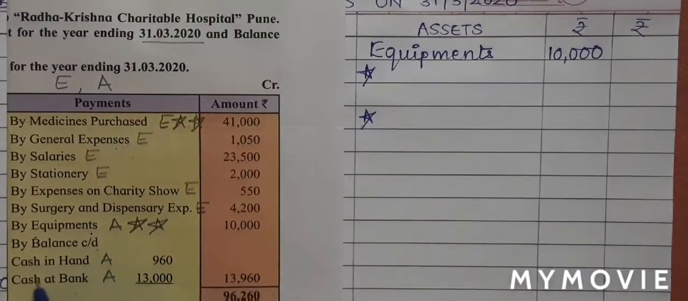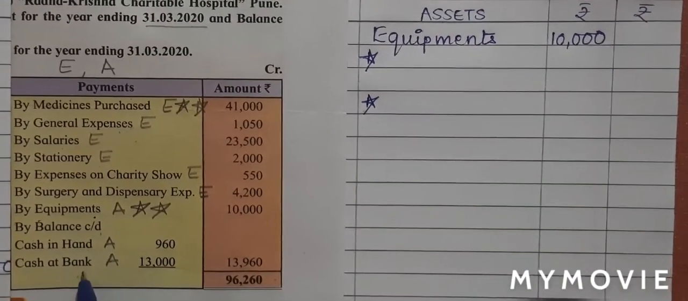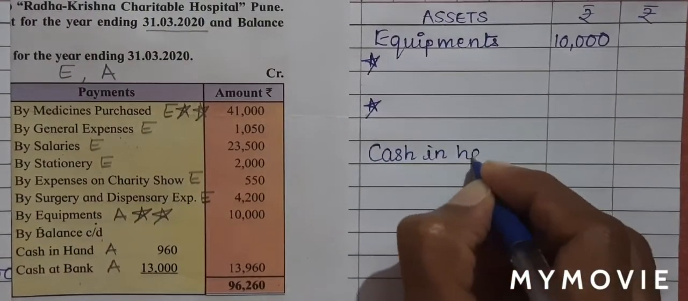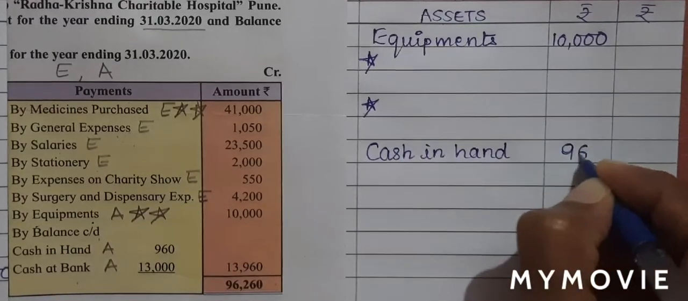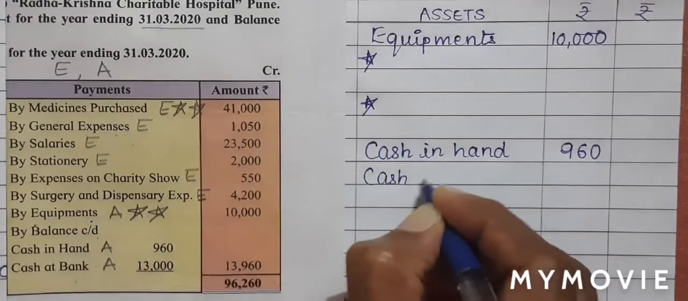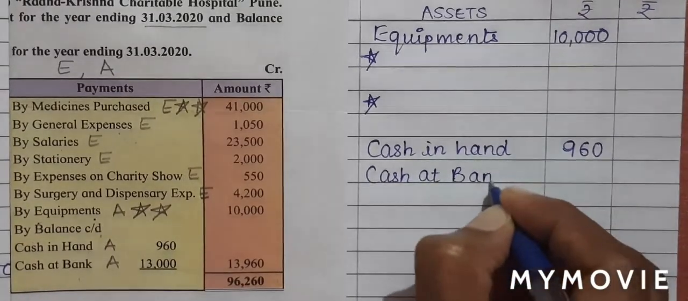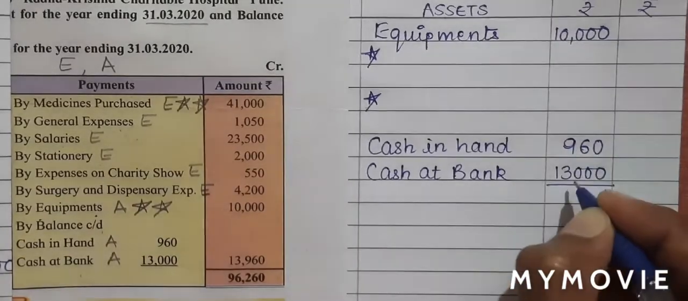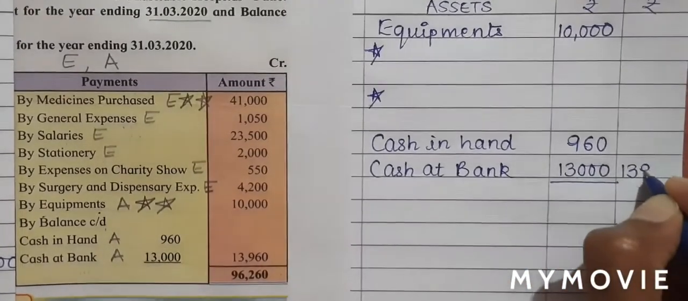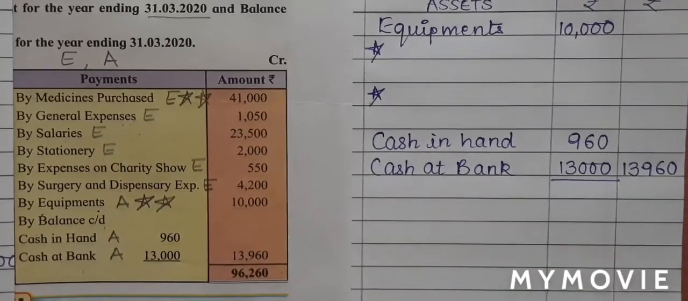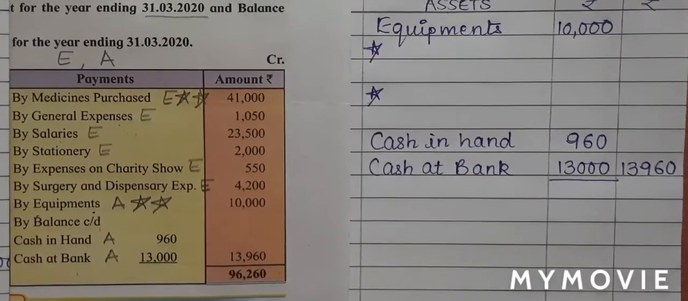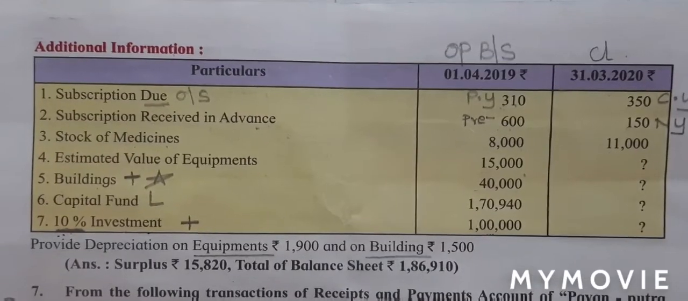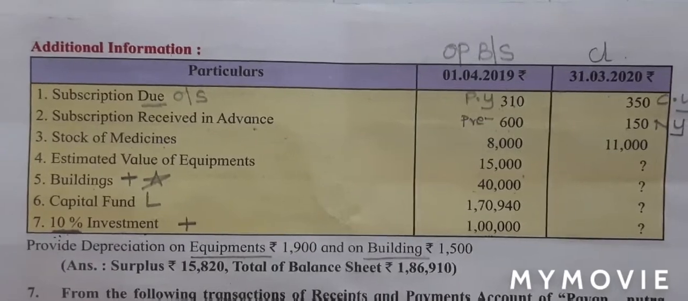Next is balance carried down. That's my closing balance of cash in hand and cash at bank, both on the asset side. So I'll copy it the way it is. Cash in hand, inner column 960. Cash at bank, inner column 13,000. So 960 plus 13,000 will give me 13,960. With this, students, we have completed step number 3, writing it in the inner column and the outer column. We will now begin with step number 4, doing our additional information.